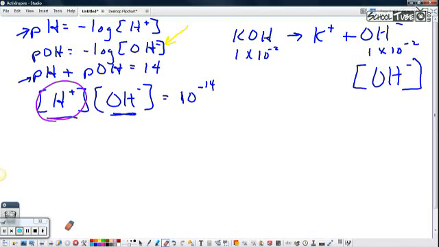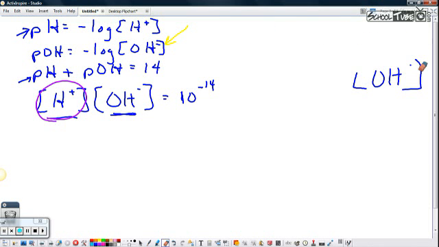All right, that was 487. 488. Now, the only difference in these is that they give you a number that's not 1 times 10 to whatever. They throw in some new numbers. So let's look at number 4. That's the hardest one. Determine the pH. All right? I'm going to erase this. Determine the pH.